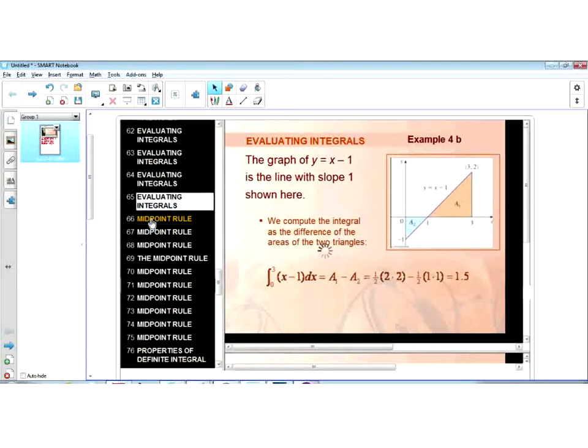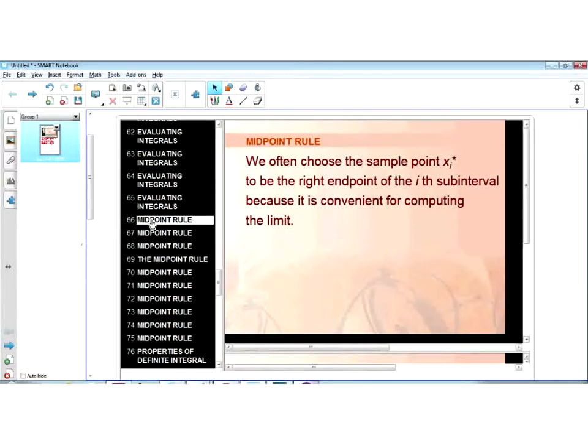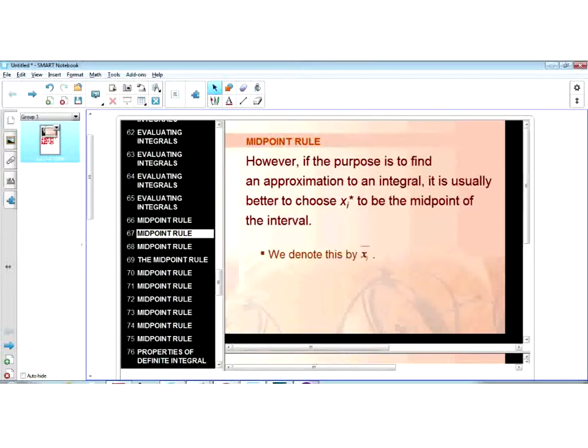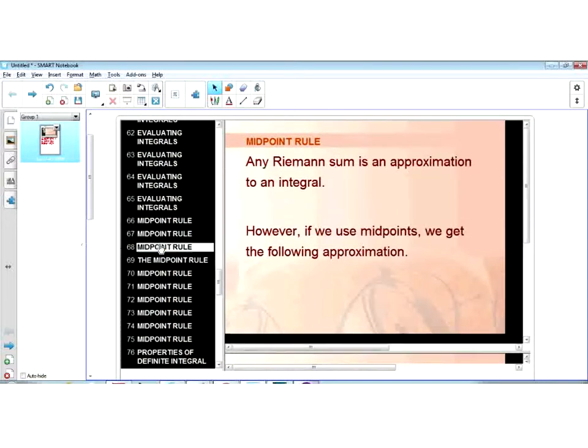All right, so now we can do the midpoint rule. I think we've already talked about this. The sample point is the midpoint of the interval. In this case, if you use the midpoint rule, your sample point will be designated with a bar, which means the average of the endpoints of the interval. Use uppercase M.